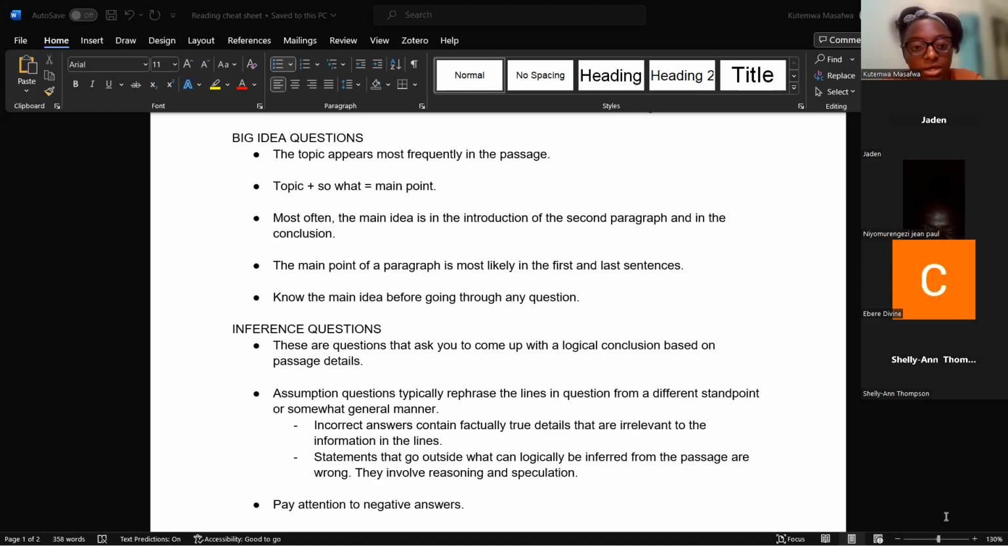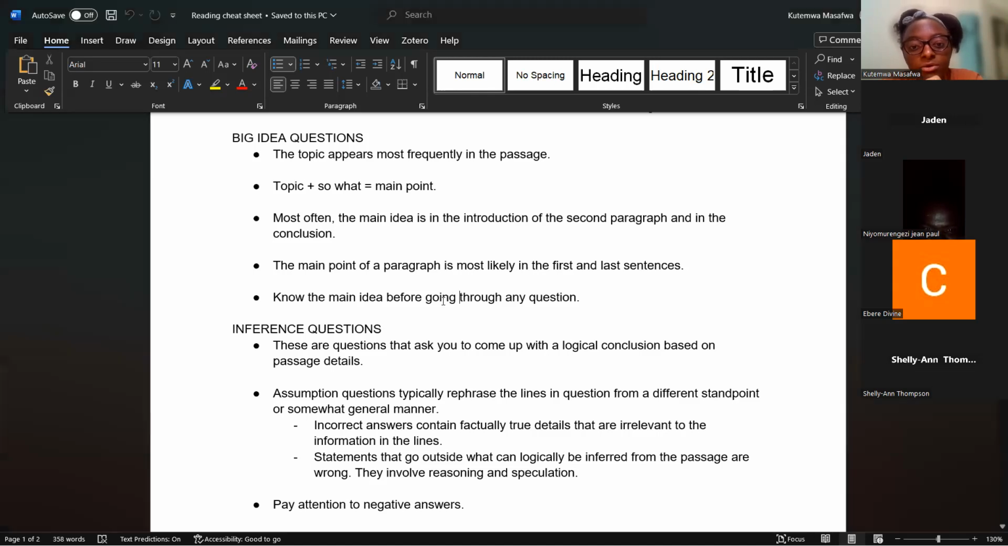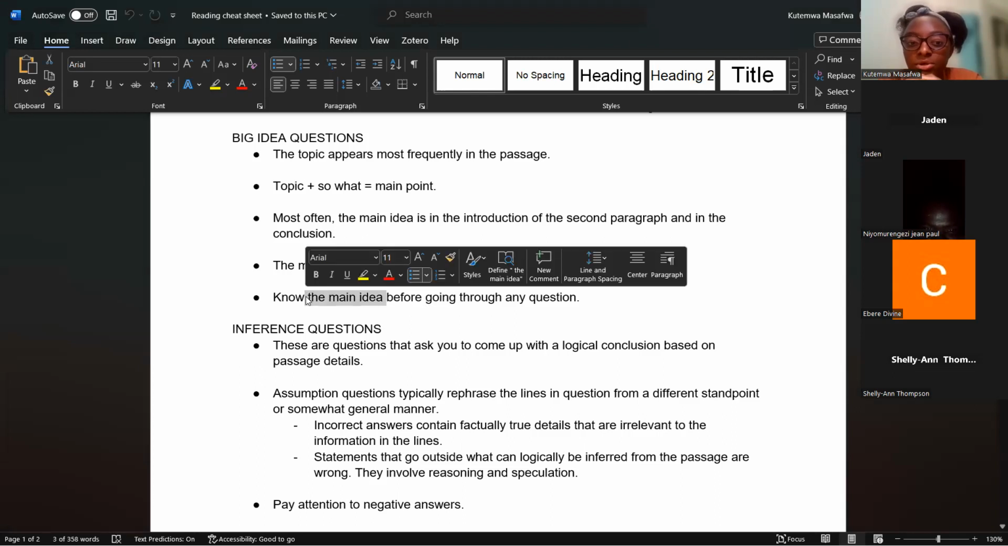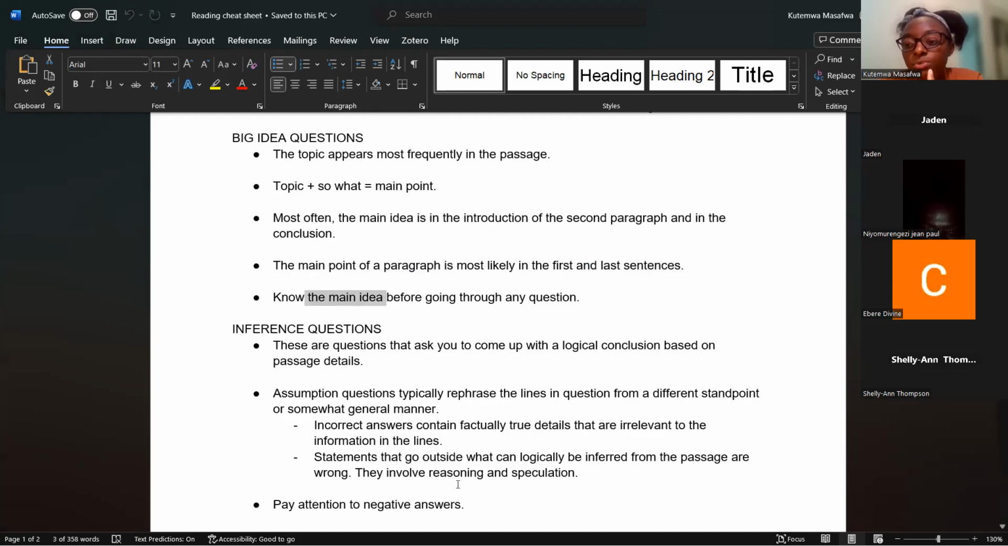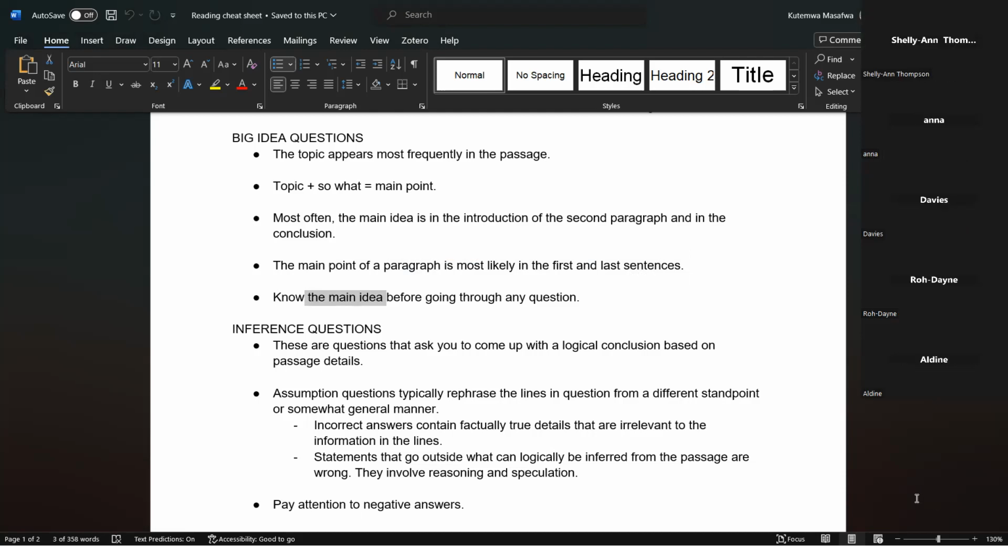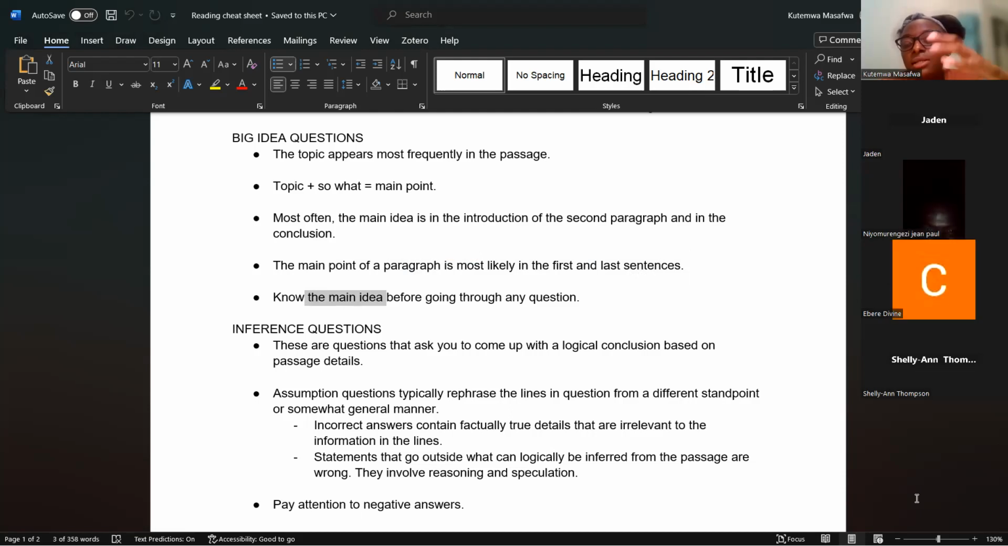Yeah. Okay. And then the last point is make sure you know the main idea before going through any question. As I said in the beginning, this is the most important topic in reading, because it's not only going to help you on questions that are asking you about the main idea. You knowing the main idea can help you on so many other questions. Like if you read through a passage and you can't say what the main idea is, it means you didn't understand the passage. So whenever you're reading a passage, my whole approach was to, after I read it, try to say the main idea to myself.